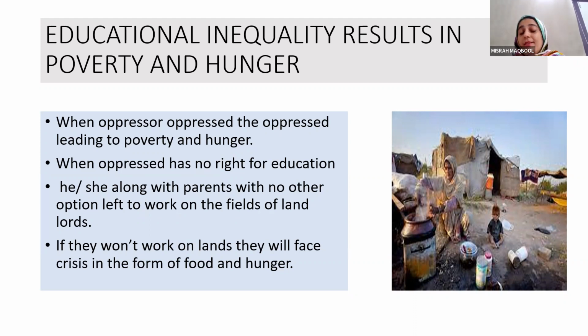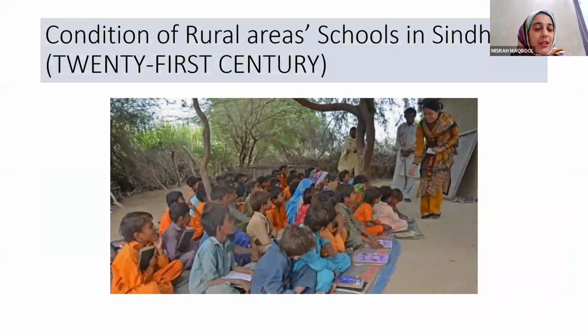The children work along with their parents on the fields of landlords, and day after day their condition is declining. If they won't work on the lands, they will face the crisis of food and hunger. So this is a survival issue, I must say. Condition of rural schools in Sindh in the 21st century, I must say.